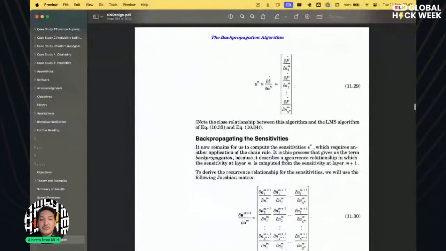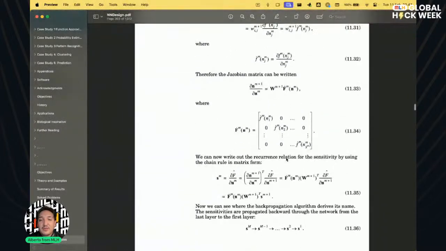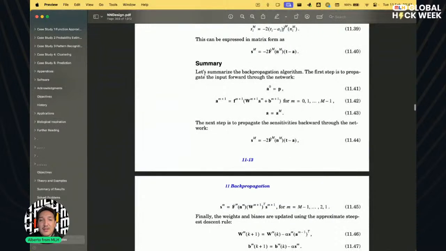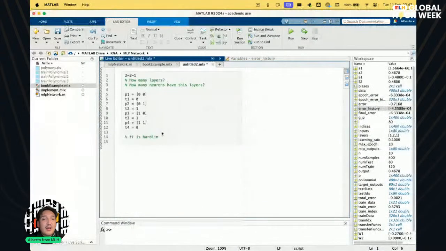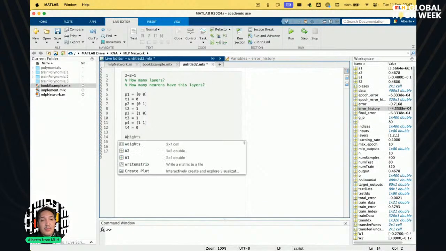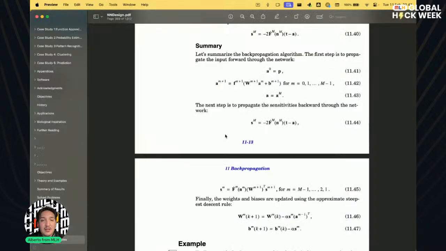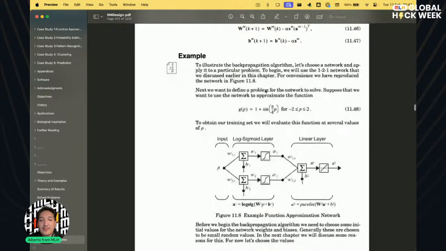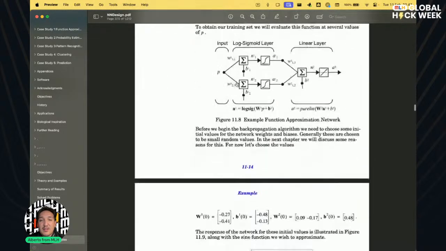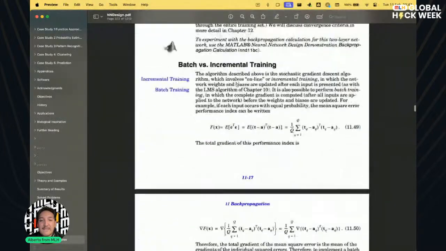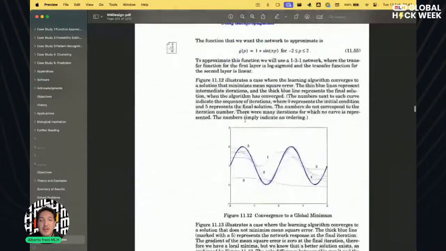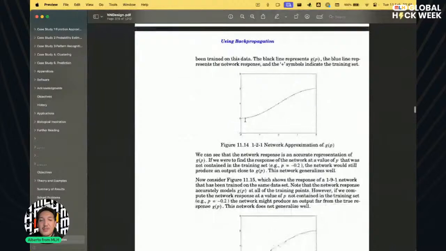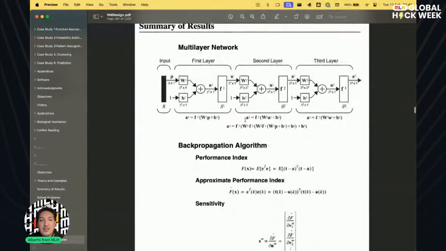Chain rule. Okay, let's summarize the backpropagation algorithm. The first step is going to be, we will need to define a W1. Batch, using backpropagation, choosing the architecture, convergence, generalization of this, summary.